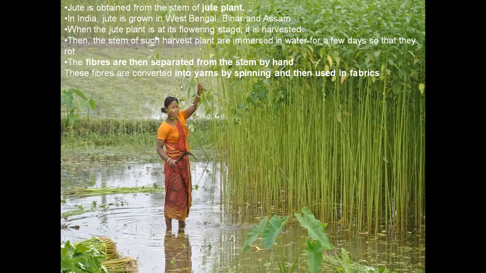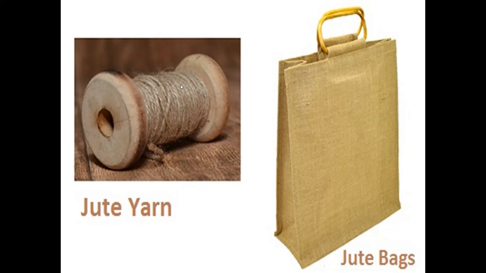Then the stems of the harvested plants are immersed in water for a few days so that they rot. The fibers are then separated from the stem by hand. These fibers are converted into yarn by spinning and then used as fabric.